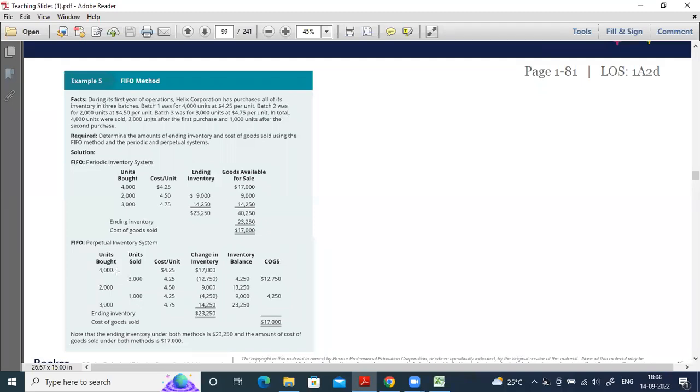Actually, first how many units did we purchase? 4,000, right? In this 4,000, did we sell the complete 4,000? Not, sir. Only 3,000. Exactly, so 3,000 we sold. So how many units will be balanced? Out of 4,000, if you sold 3,000, 1,000 will be balanced. Now, don't you think first we need to issue this 1,000 from this 4,000 only, because this is not completed? So that is 4.25 I will take. Clear? Yes, sir.